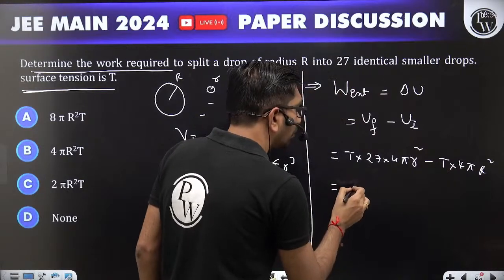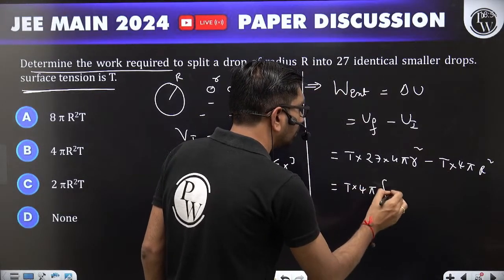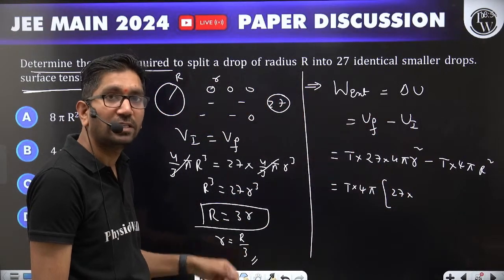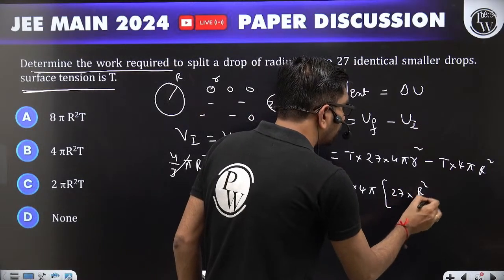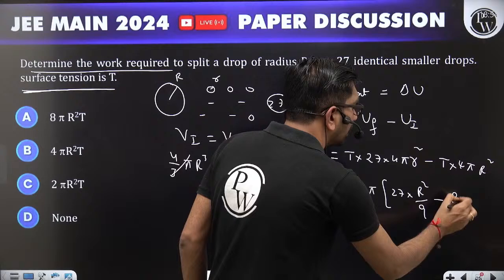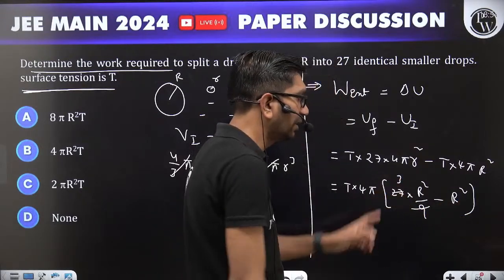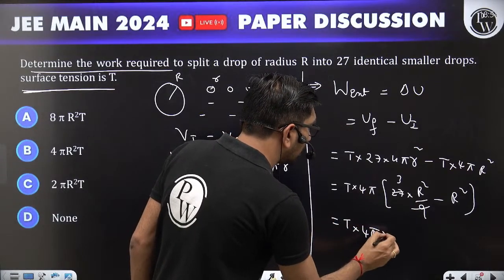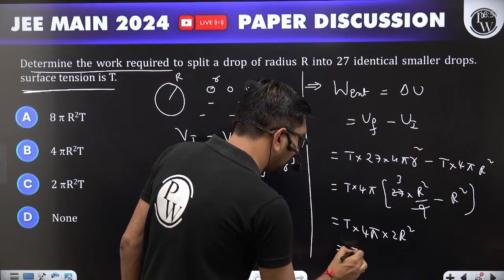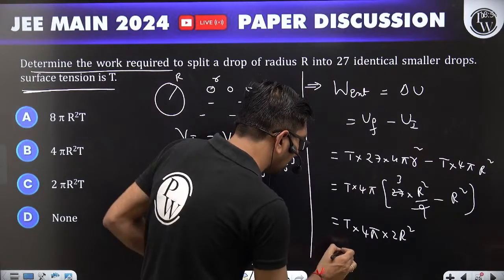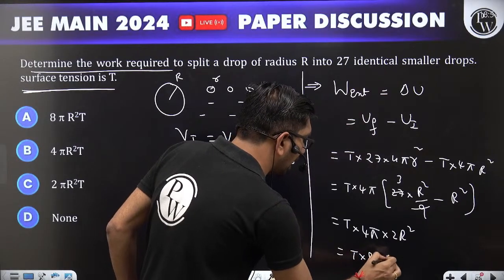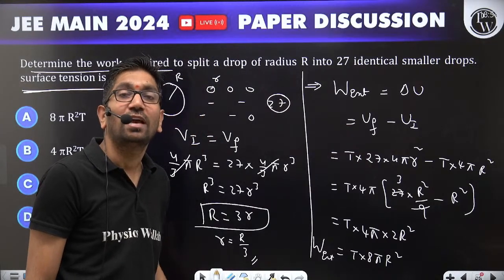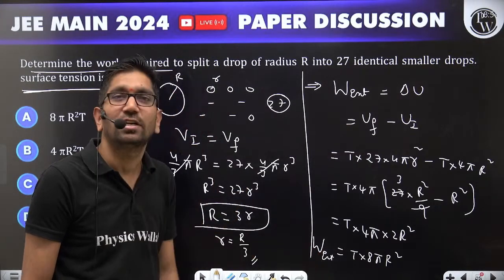What is common here? T into 4 pi is common. 27 into smaller radius squared, that is capital R by 3 whole squared. What do you get? R squared by 9. Here is capital R squared. 9 threes are 27, so 3R squared minus R squared is 2R squared. So the final answer is T into 8 pi R squared, the work done by external. If it were a soap bubble, you would multiply with 2 to get the answer.